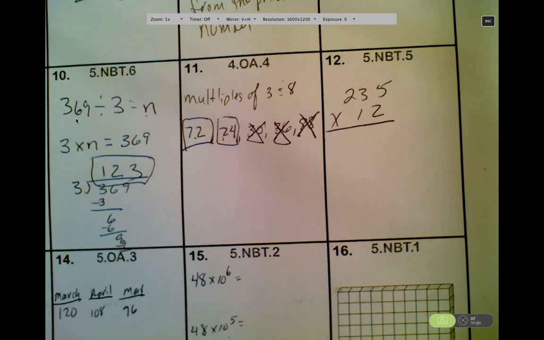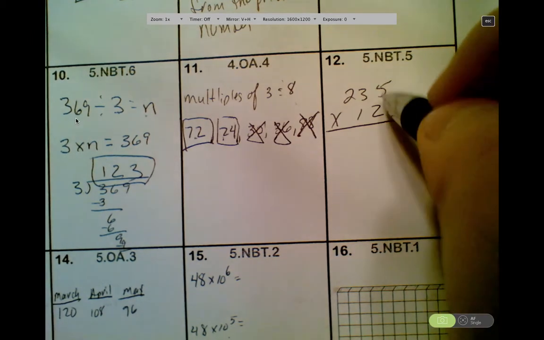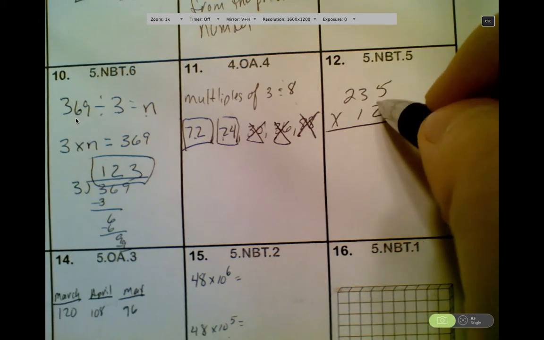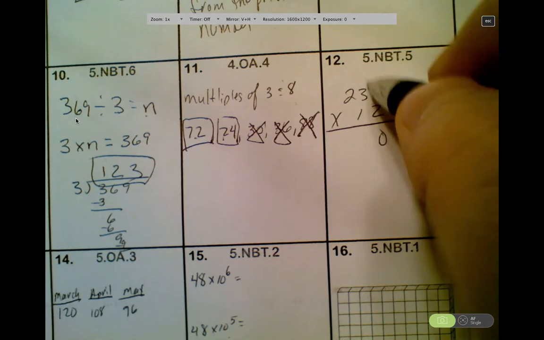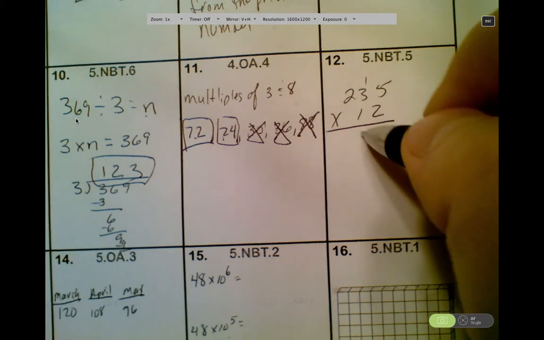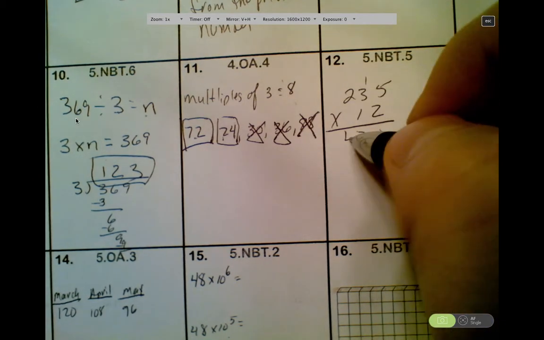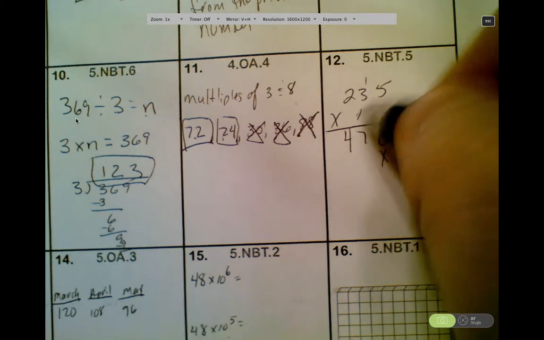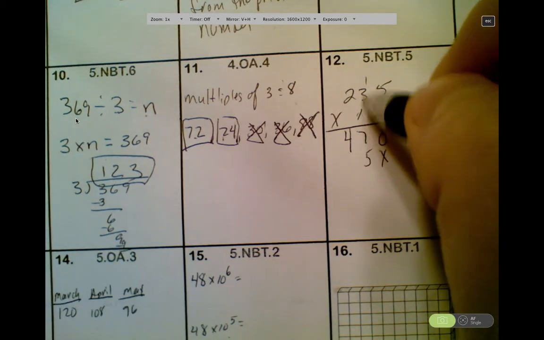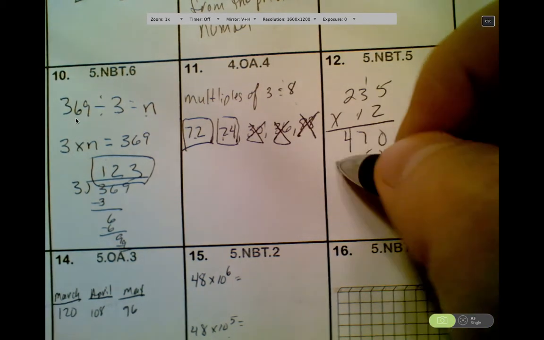Number 12, 235 times 12. I'm going to do the traditional way again. 5 times 2 is 10. Here my 1. 3 times 2 is 6, plus 1 is 7. 2 times 2 is 4. Place marker. 1 times 5 is 5. 1 times 3 is 3. 1 times 2 is 2.